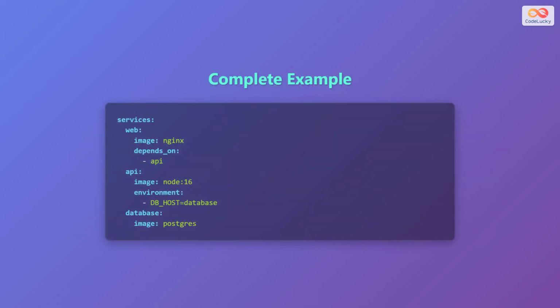Here is a complete example of a Docker Compose file. The web service depends on the API service, which means the API service will be started before the web service. The API service has an environment variable db_host set to database, which is the service name of the database service. This allows the API service to connect to the database service using the service name database.